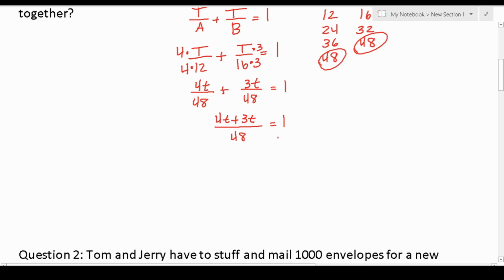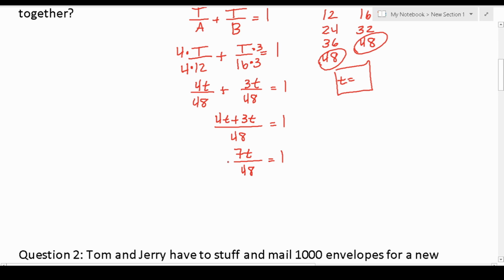Now we're trying to solve for t by itself. The next thing I want to do is combine these like terms of 4t and 3t. So this just becomes 7t over 48 equals 1. Again, we want to solve for t, so that means we want to get t equal to something by itself, which means we're going to have to isolate t.